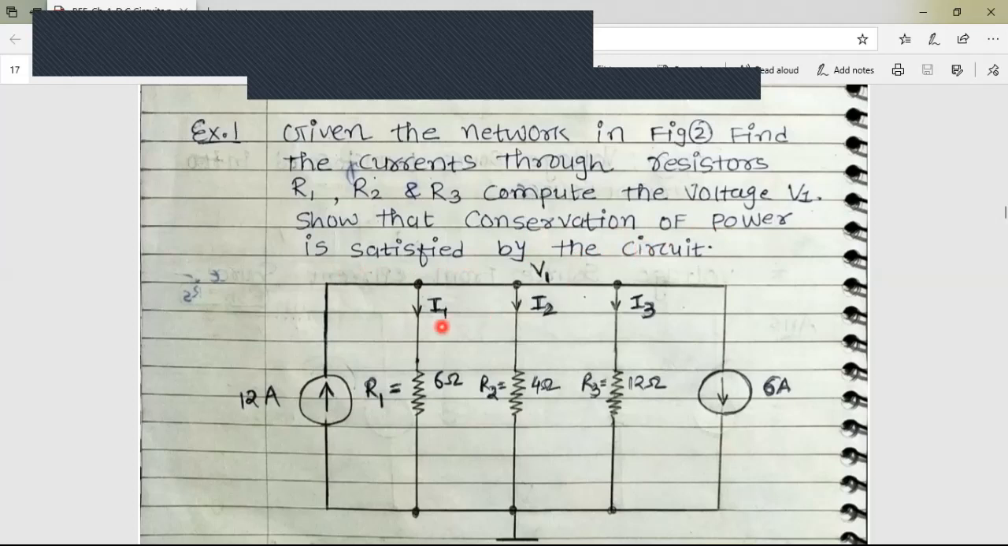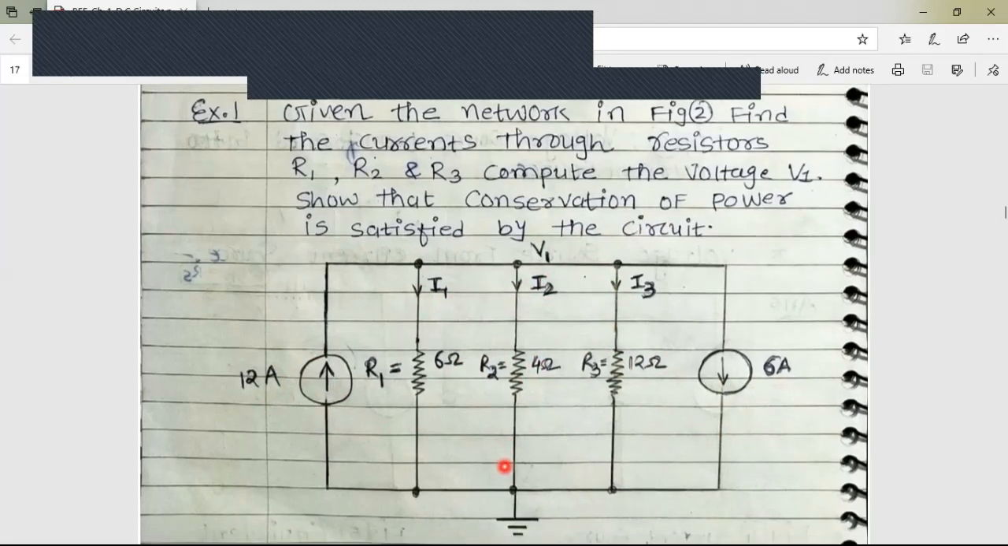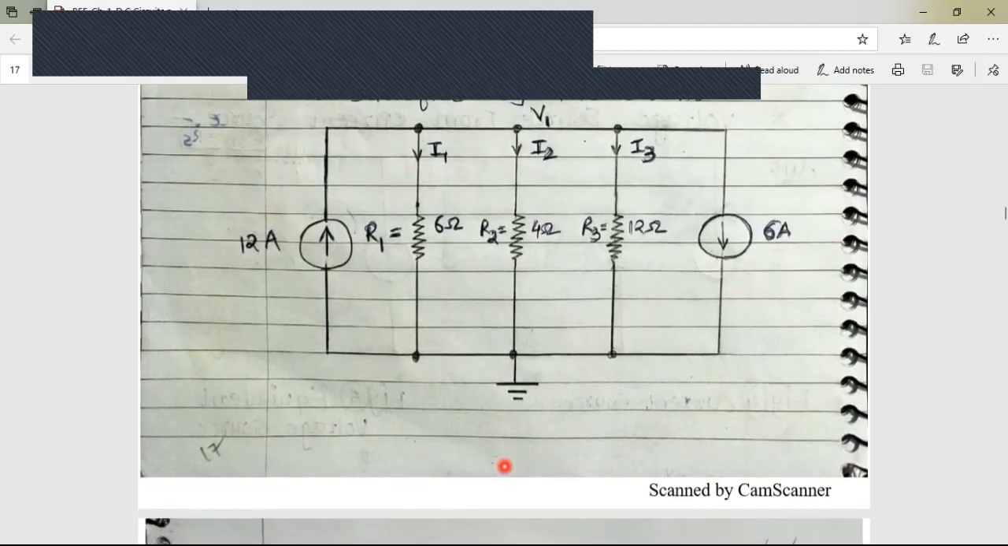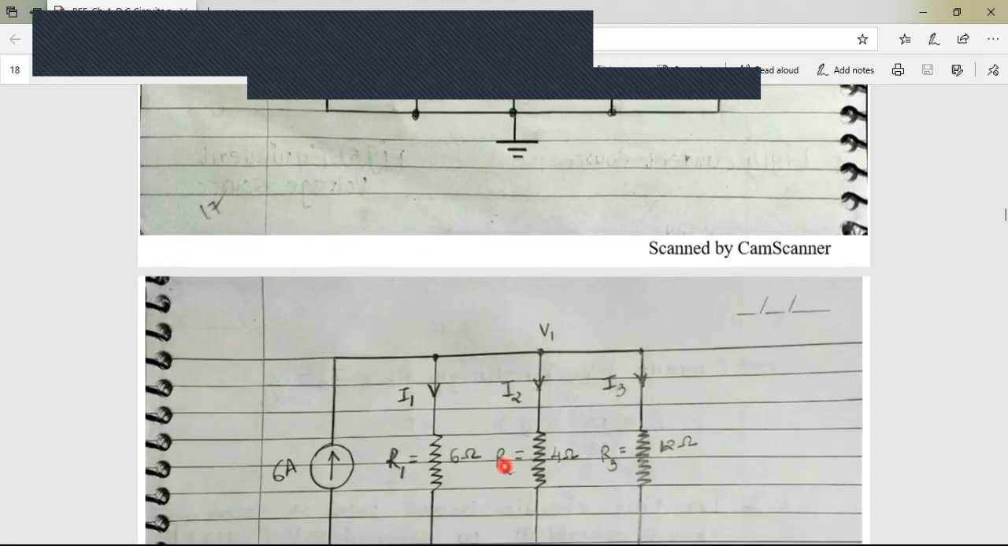So from this circuit, we have two current sources, 12 ampere and 6 ampere. See, the directions of both currents are opposite. Here three resistances are there, 6 ohm, 4 ohm and 12 ohm. Now we have to find these three currents, I1, I2 and I3, and also voltage V1. So first of all, we can convert this circuit as follows.